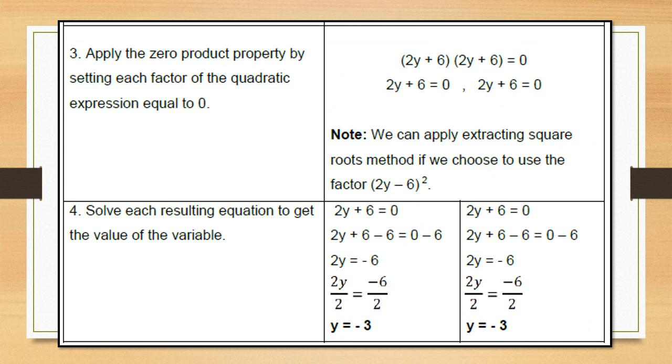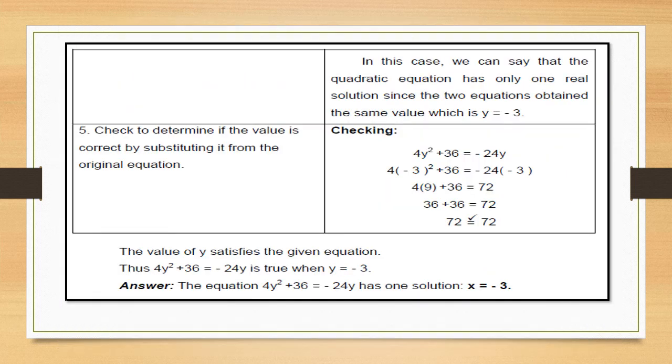Apply the zero product property by setting each factor of the quadratic expression equal to 0. So we equate both factors to 0, and then solve each resulting equation to get the value of the variable. So 2y plus 6 equals 0. 2y plus 6 minus 6 is equal to 0 minus 6. Then we have the value of y as negative 3. And for the second one also negative 3, because both factors are the same.